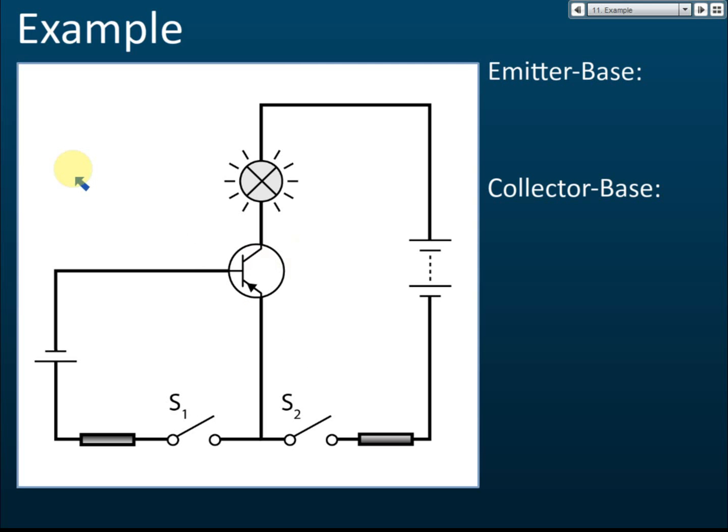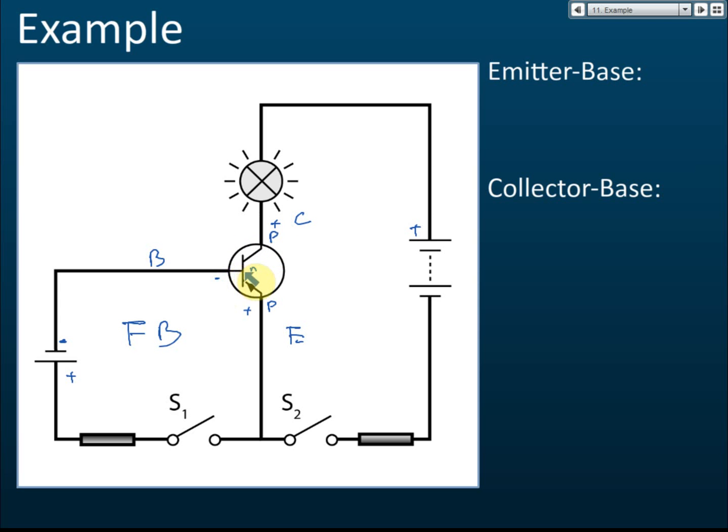Again, this is P and P. This is the base, this is the collector, and this is the emitter. Negative connects to N, positive connects to B. So this is forward bias. For the collector circuit, the positive is connected to P. Now check this one. Positive connected to P.